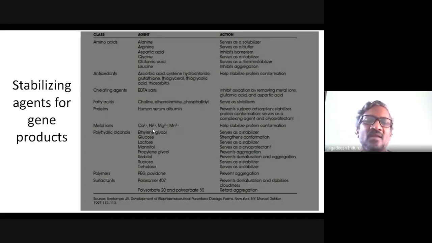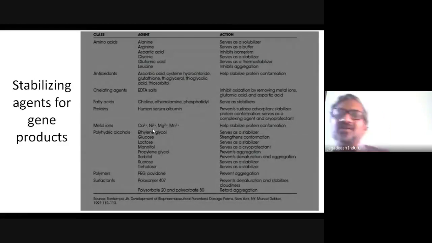So the metallic ions like calcium, nickel, magnesium, and manganese stabilize the protein conformation because we have got a tertiary structure. The structures like the primary, secondary, and tertiary structure should be preserved to help the protein function.